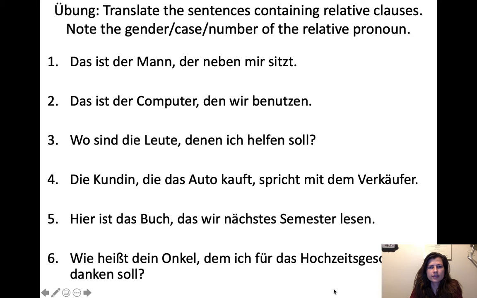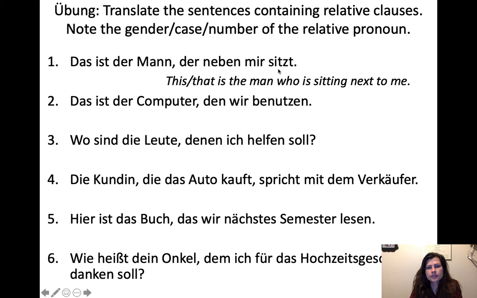Das ist der Mann, der neben mir sitzt. So this is the man who is sitting next to me. So the relative clause is der neben mir sitzt. So it would be who is sitting next to me. And then the relative pronoun is der, and it's masculine, matching der Mann. And then within this relative clause, the role that it's playing is actually the subject, because the man is sitting next to me, so it's a subject, so it's a nominative. Nominative, masculine, yes.